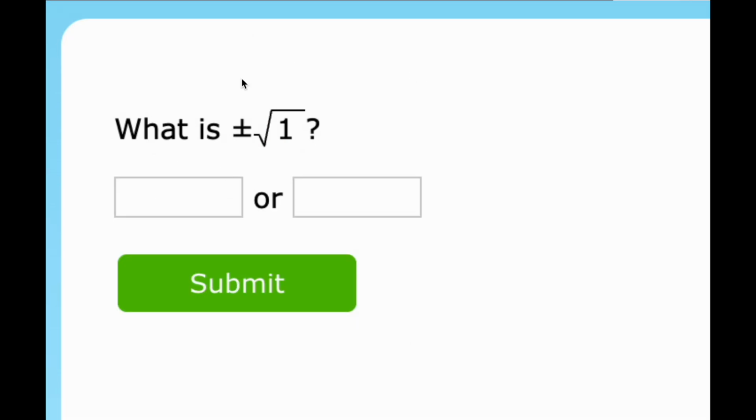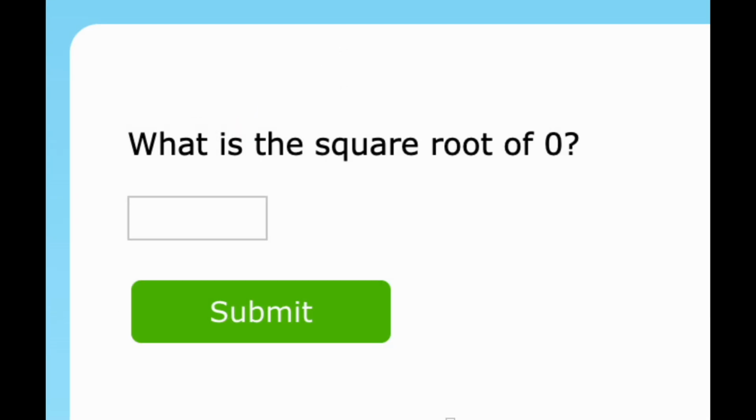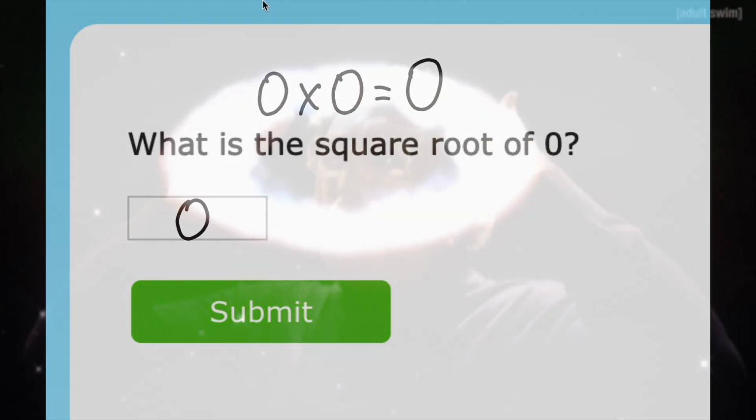Next, we have plus or minus the square root of 1. Well, since 1 times 1 is 1 and it's plus or minus, our answer is either negative 1 or positive 1. Next, what is the square root of 0? Well, since 0 times 0 is 0, the square root of 0 is 0.